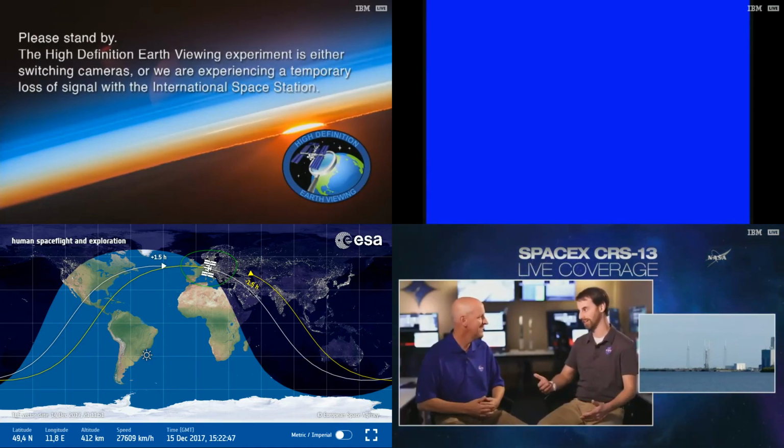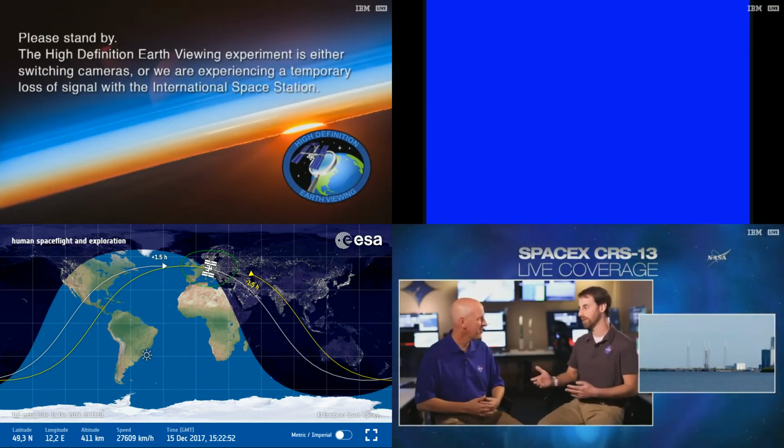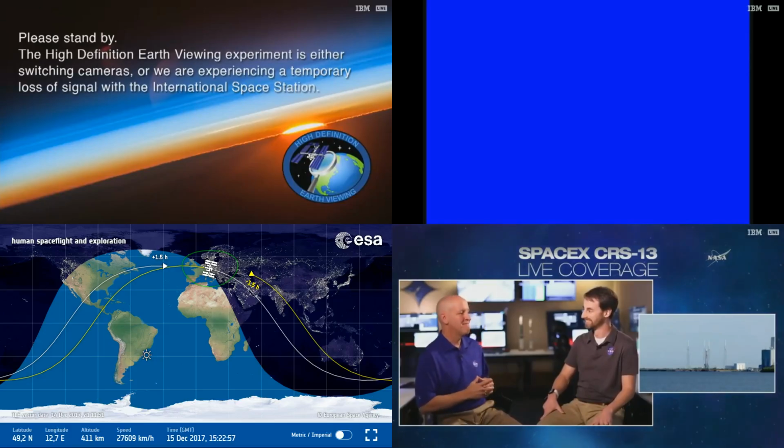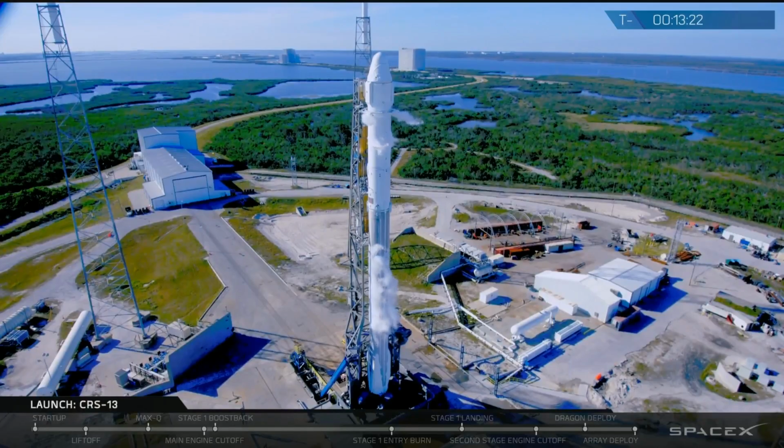Now, looking at the map on the bottom left, I'm going to go right back to SpaceX now, but take a short look at that map. You can see that the ISS is already moving somewhat away from Cape Canaveral. However, the main priority for the launch windows to the ISS is that the orbital plane, the orbital inclination, lines up with Cape Canaveral, rather than that the space station is right over Cape Canaveral.